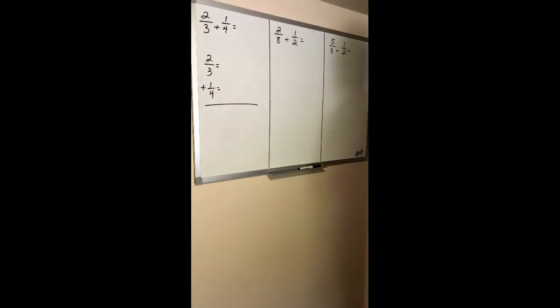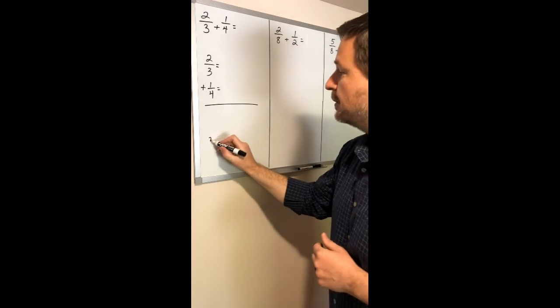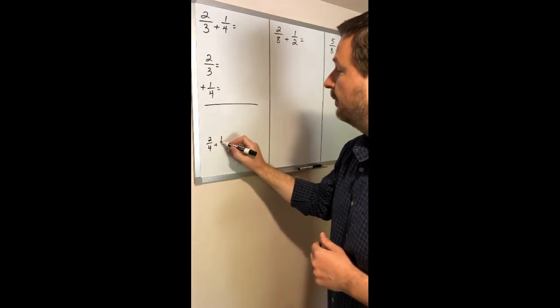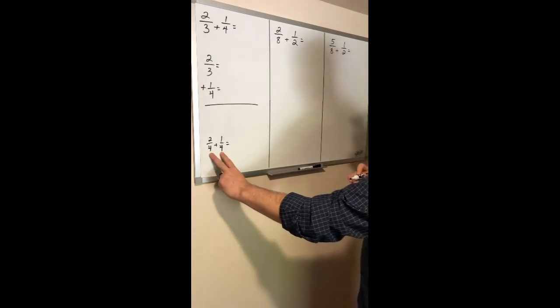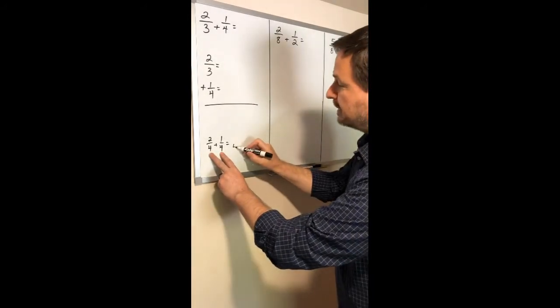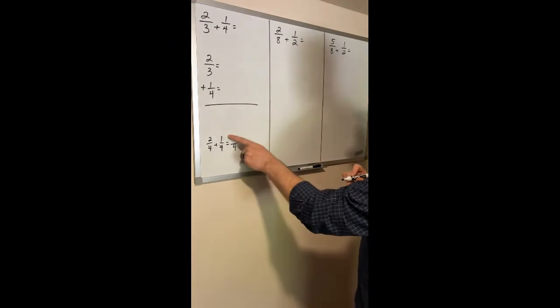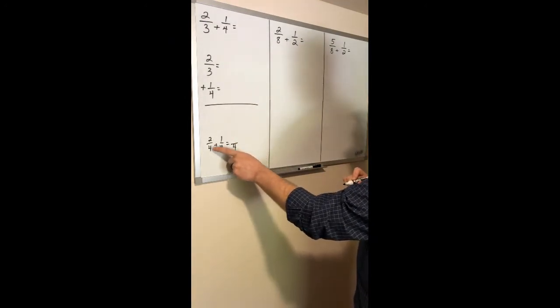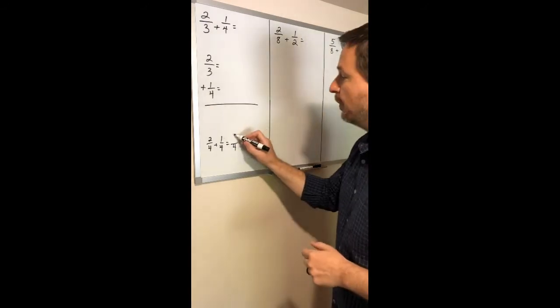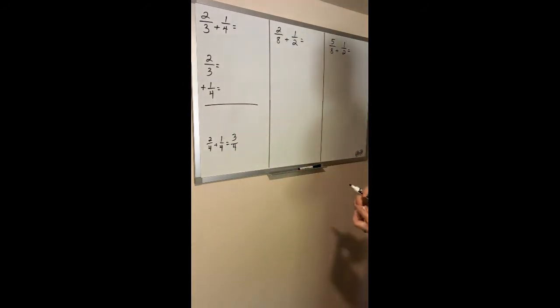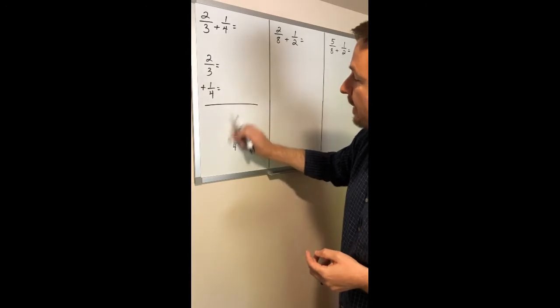So this part you don't have to write, but let's just say that was 2/4 plus 1/4. You're going to notice that they have a common denominator. So I would keep the denominator and add the 2 numerators. So 2/4 or 2 slices out of 4 plus 1 slice out of 4 would get me 3/4. But that's not what I have in this problem.